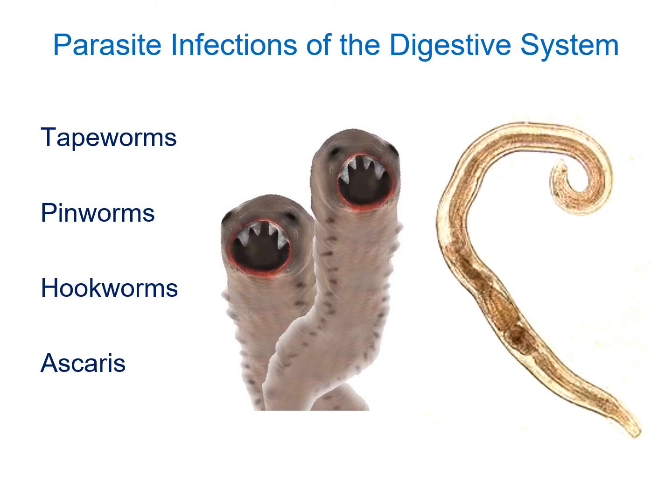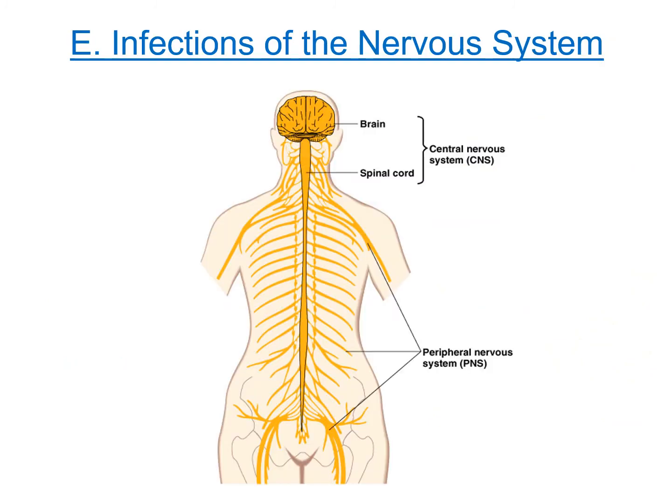We have Ascaris, which is a roundworm that lives in the intestine, and it will be soaking up pre-digested food, a lot like tapeworms. We have pinworms that live in the rectum and come out into the anus to lay their eggs. Just make sure you know all of the life cycles for these different forms that we've talked about. Infections of the nervous system.